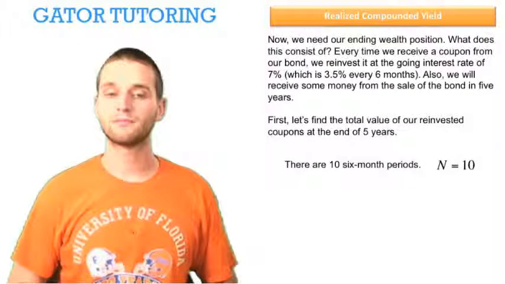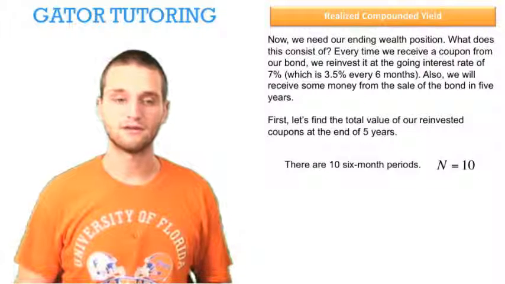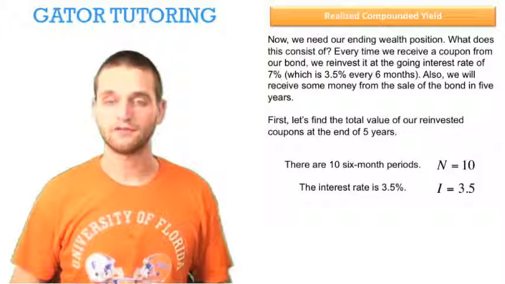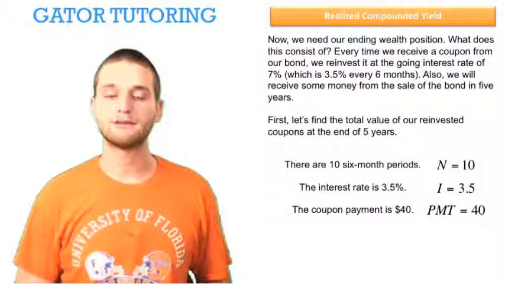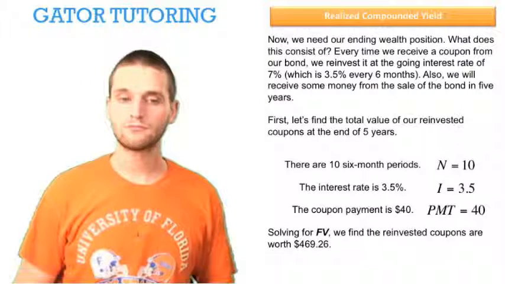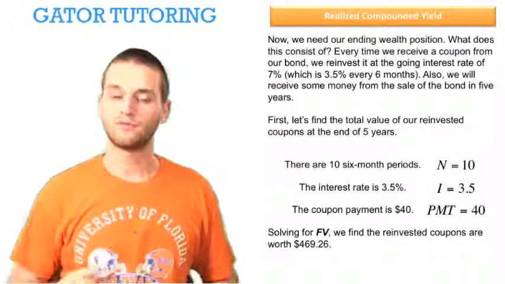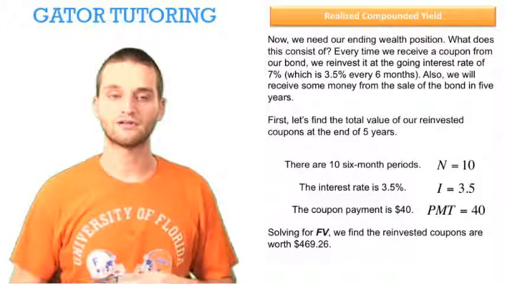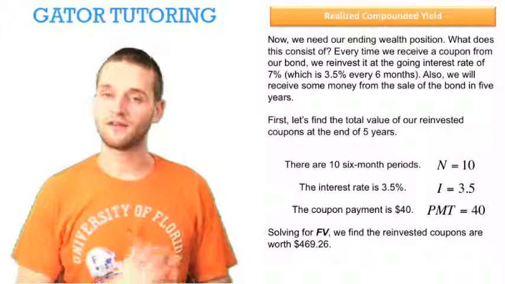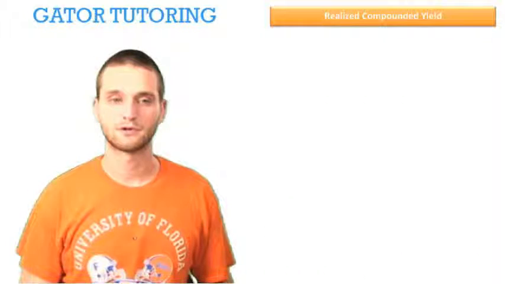There are 10 6-month periods, so we enter in 10 for N. The interest rate, again, is 3.5% based on the problem. The coupon payment is $40, and we solve for future value. We find the total reinvested coupons are worth $469.26 at the end of our holding period.